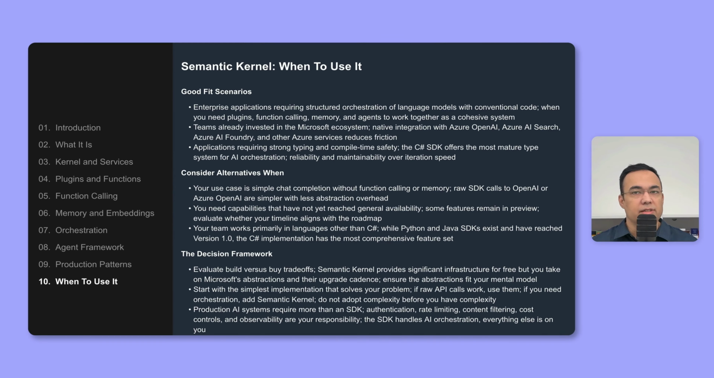If you need capabilities that have not yet reached general availability, evaluate whether your timeline aligns with the Semantic Kernel roadmap. Some features remain in preview, and building production systems on preview APIs always carries risk.